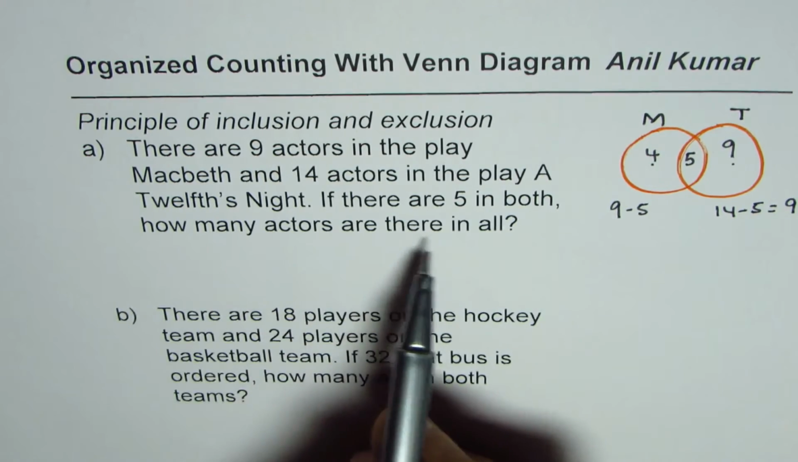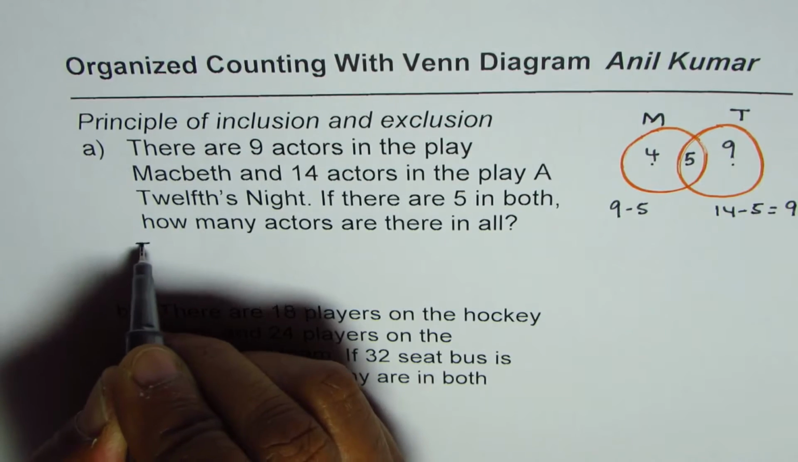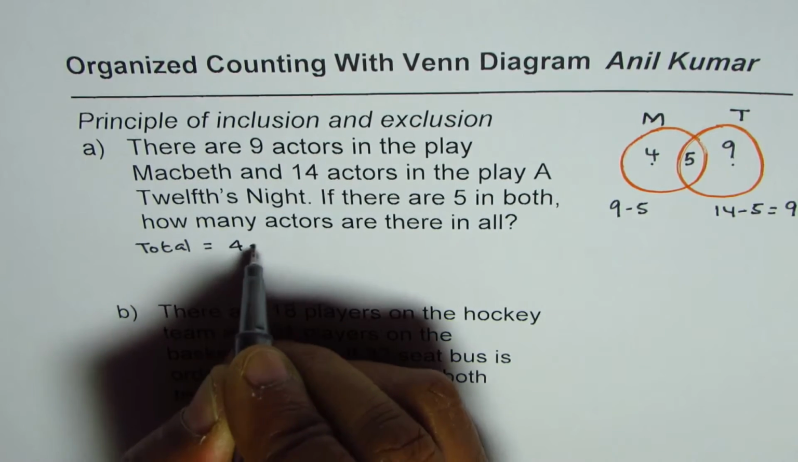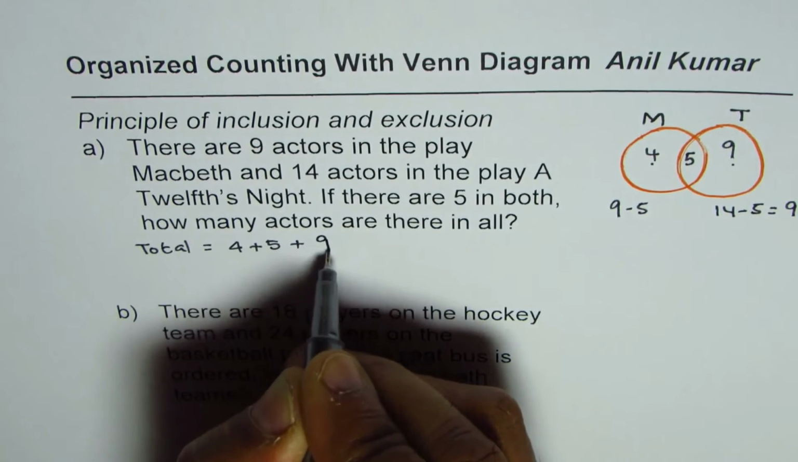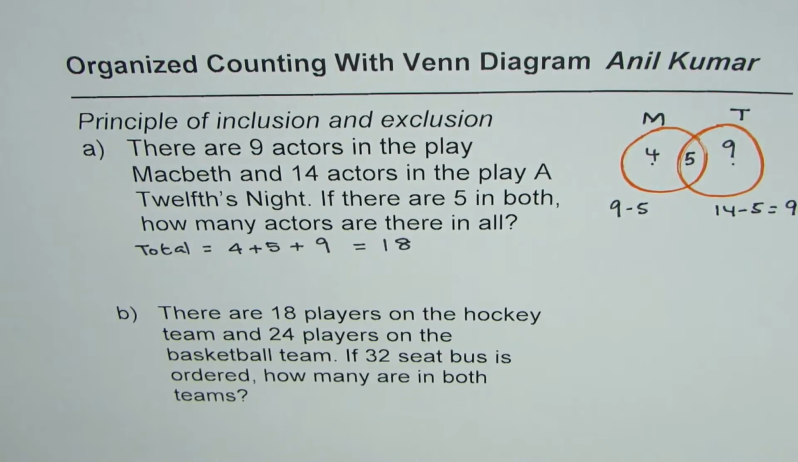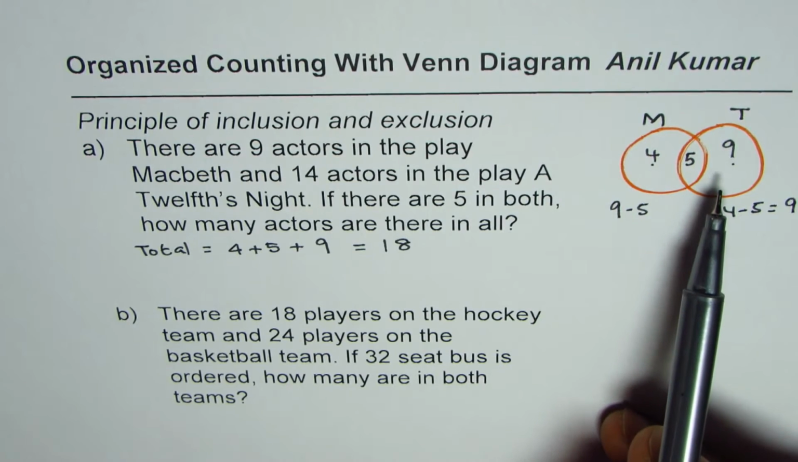How many actors are there in all? We can add them all. So the answer is, total number of actors should be equal to 4 plus 5 plus 9, and that is 18. So that is how we get the answer 18. So this is how we can do it using the Venn diagram.